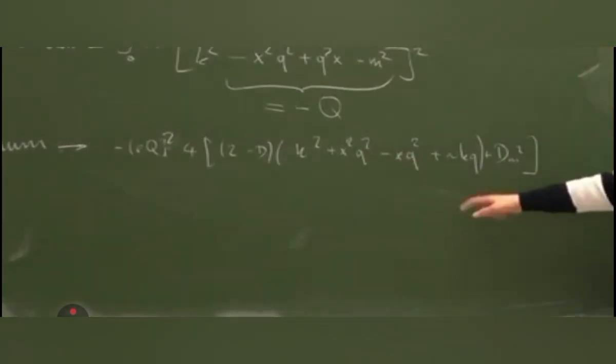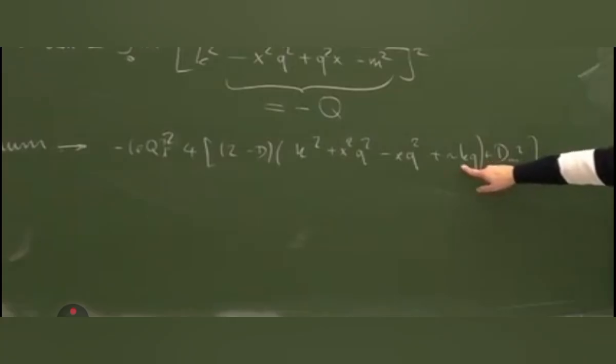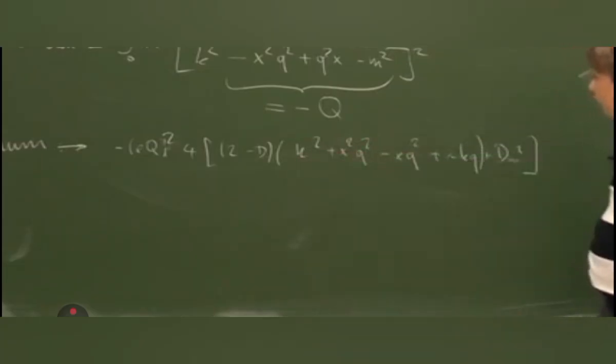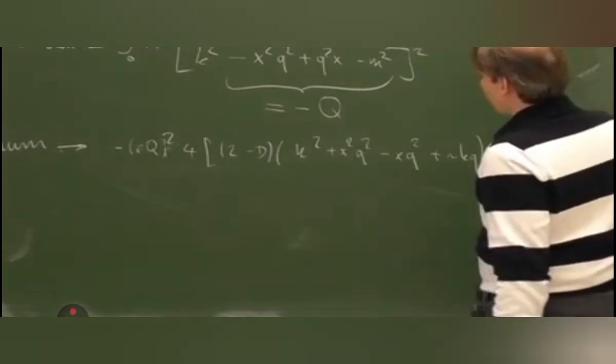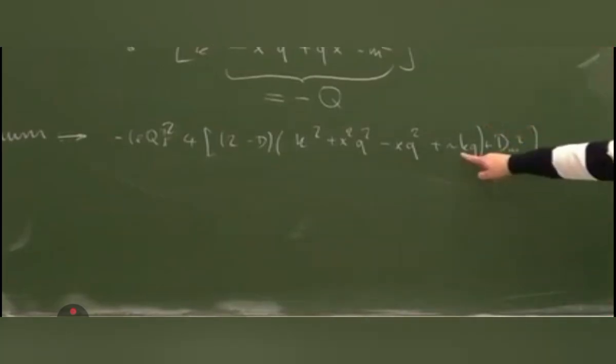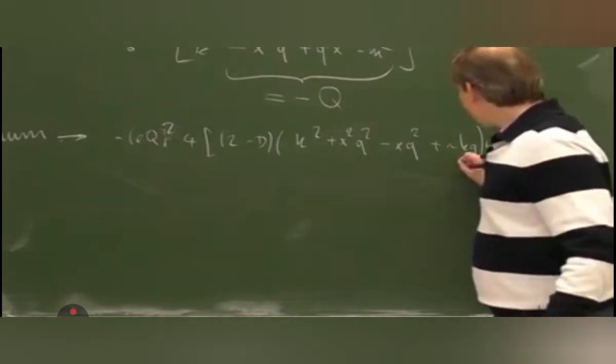So here I give you the result, and I omit terms of the form q dot k. Let's not bother to write down what they are, but the k square terms and the q square terms, they are explicit. So, why do I not bother to write down the k dot q terms? Because they drop out.